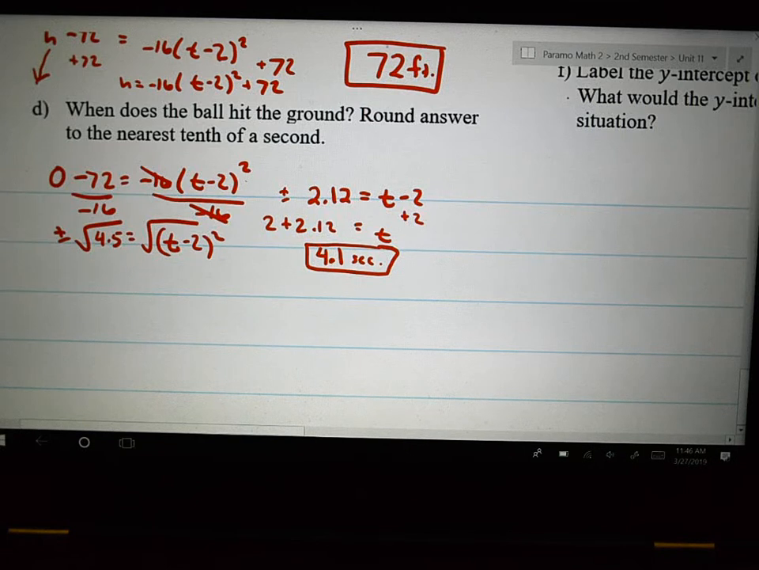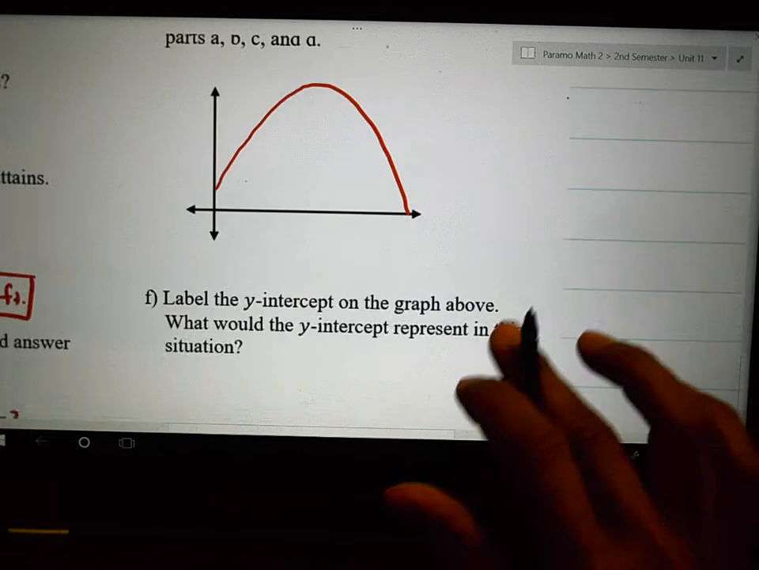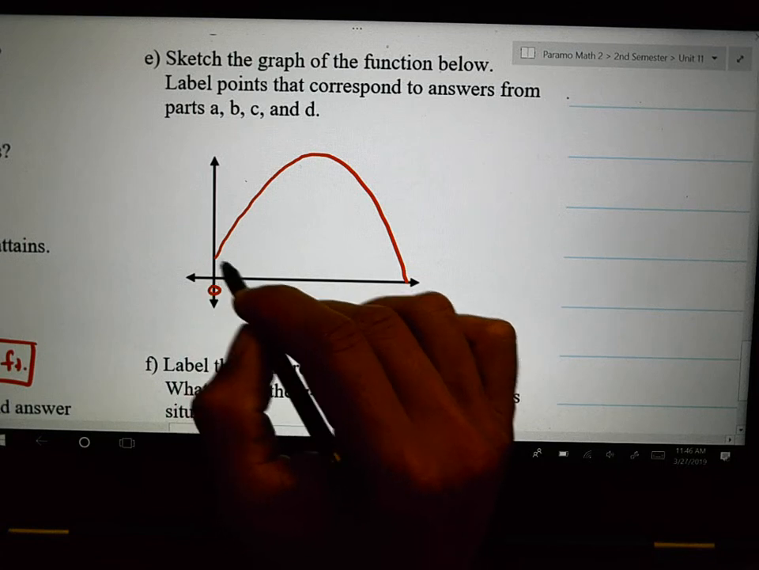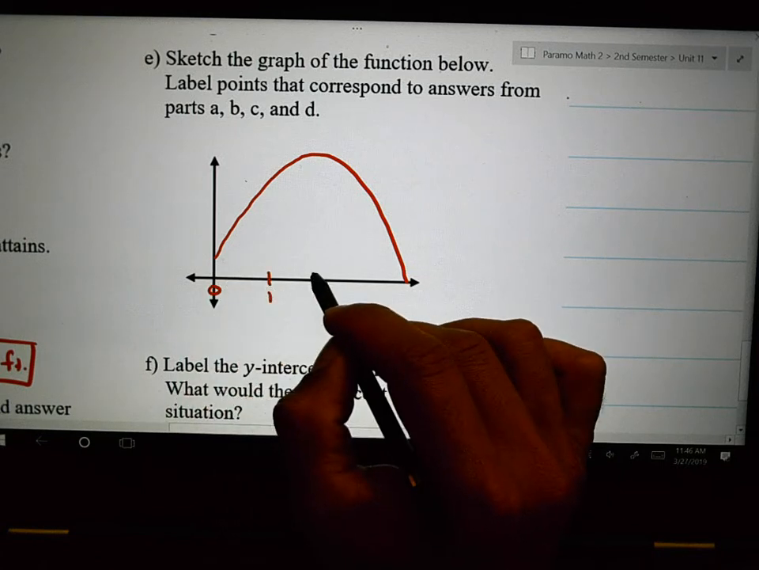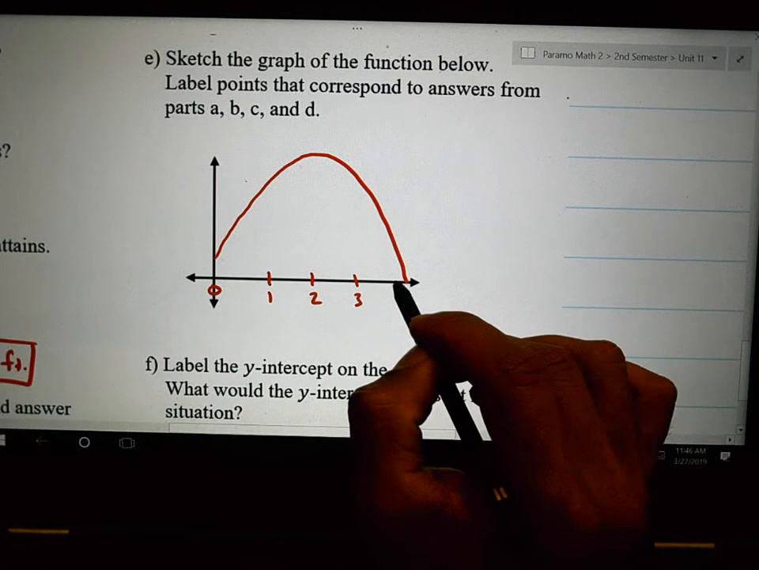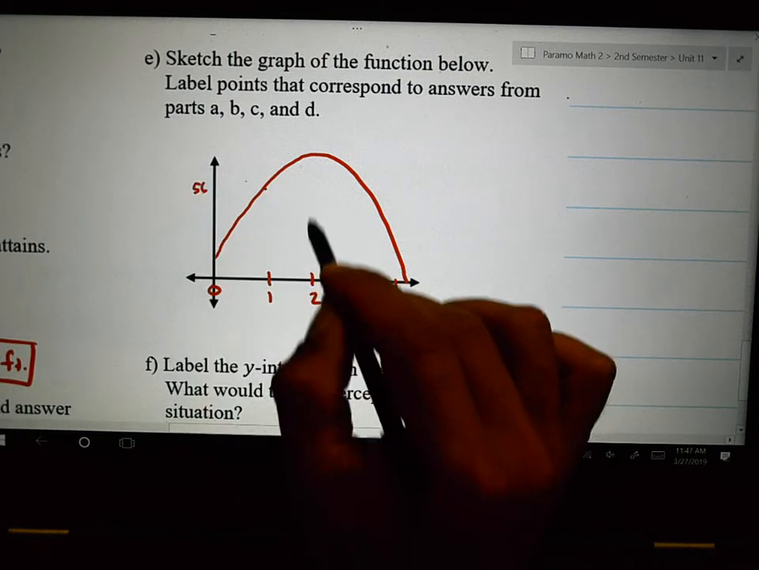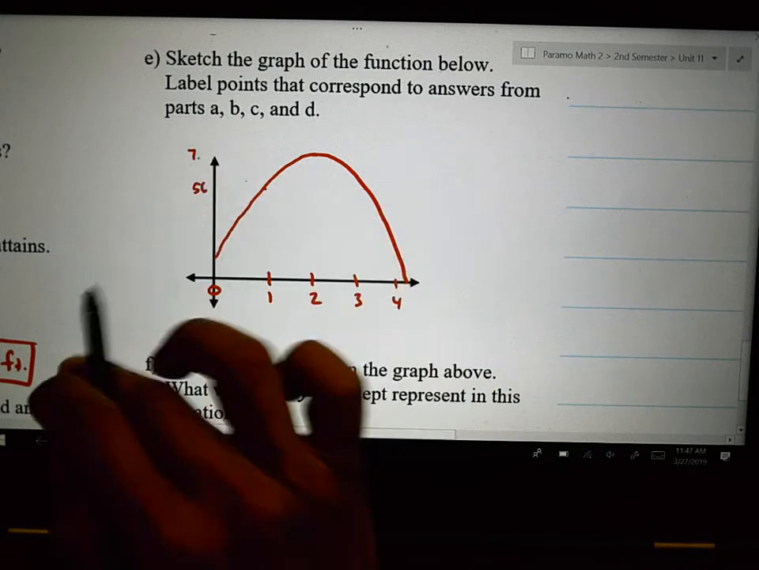Super complicated problem, but if you think about what we're doing here, we're learning the kind of mathematics that leads into physics 1. It leads into calculus chapter 2. Just so you know. Then it says sketch the graph. Okay. 0 seconds, 1 second, 2 seconds, 3 seconds, 4 seconds. At 1 second it was 56 feet up. 2 seconds it was at 70 something, 72.